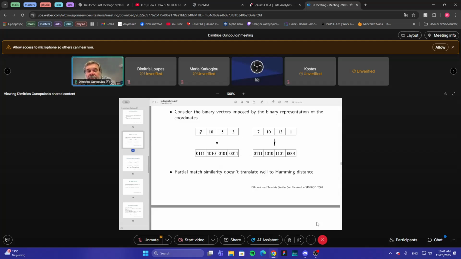But if I have D numbers and every one is an integer, maybe 16 bits per integer, this is like 16 times D bits. So if D is like 10, it's a reasonable number if you want an accuracy of like 10%. So this is going to be 160 bits, and every document is going to have this 160-bit representation.